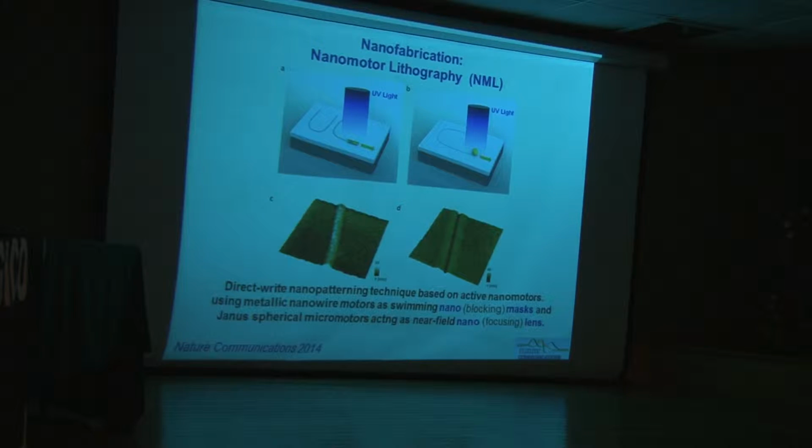So we use them for nanoscale fabrication, where we use the motor moving on a photoresist. So we have a photoresist and the motor, and this is the nanowire creating a UC sign. Basically, you shine the light and the movement, again, blocks part of the photoresist. Or here we have a Janus particle micromotor acting like a focusing lens. So we create different surface structure features by using this nanomotor lithography.